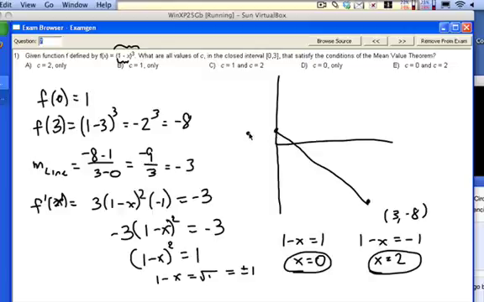Now, for this particular function we know what happens over here, but we've restricted it to only being between 0 and 3. So it's like we can't even see the other side of the y-axis. And so that's why this won't be a solution of the mean value theorem. And the answer is going to be here at c equals 2 only.